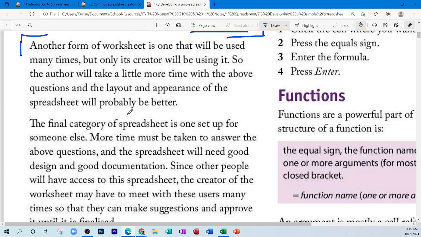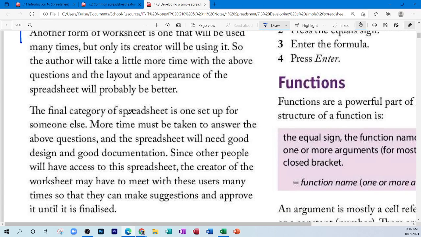Another form of worksheet is one that will be used many times, but only its creator will be using it. So the author will take a little more time with the above questions, and the layout and appearance of the spreadsheet will probably be better. The final category of spreadsheet is one set up for someone else. More time must be taken to answer the above questions, and the spreadsheet will need good design and good documentation. Since other people will have access to this spreadsheet, the creator of the worksheet may have to meet with these users many times so that they can make suggestions and approve it until it is finalized.